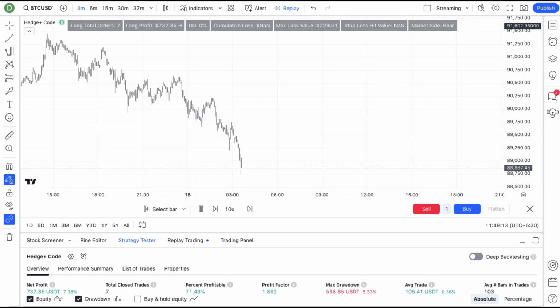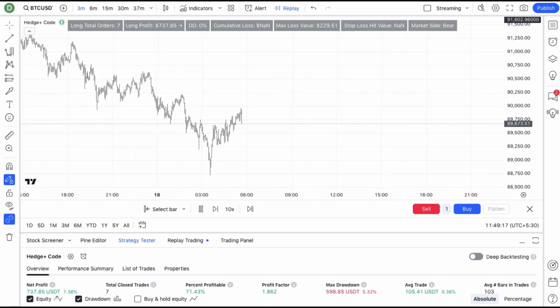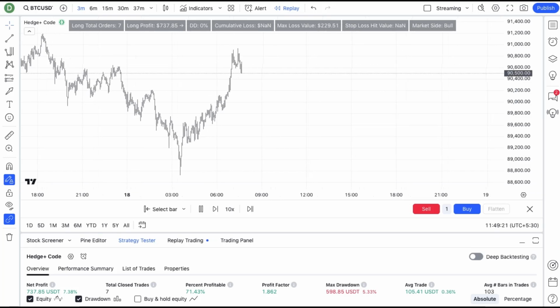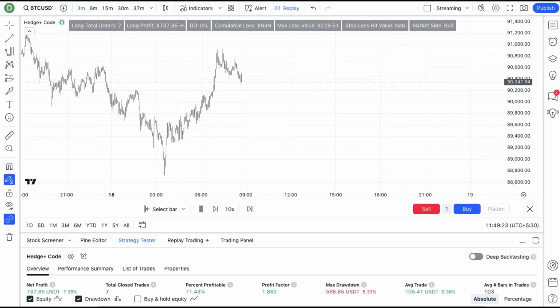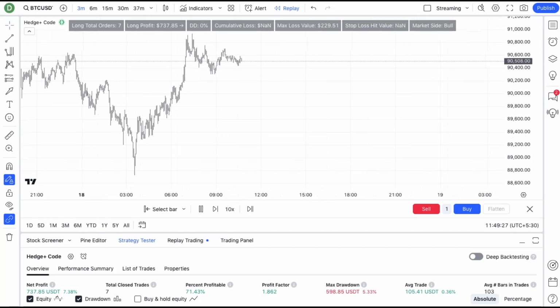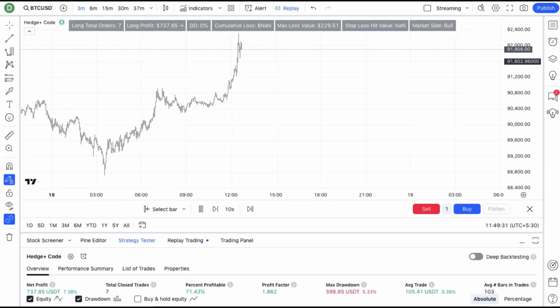This is where the Hedge Plus code's dynamic filters really shine. They act as a second set of eyes, basically, evaluating the trade based on your criteria. So it's like having a seasoned trader looking over your shoulder, saying, hold on a minute. Exactly. Let's just make sure this aligns with our strategy before we commit any capital.